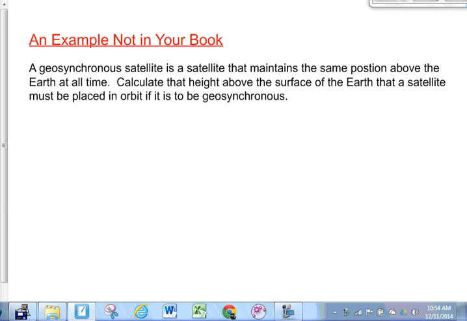All right. We want to find the height above the surface of the Earth that a satellite would have to be placed at in order to make its orbit geosynchronous. The issue that I have with this question is that I don't have any numbers. How can I solve for a height if I have no numbers?